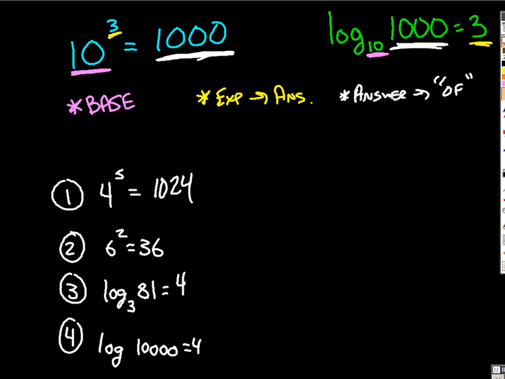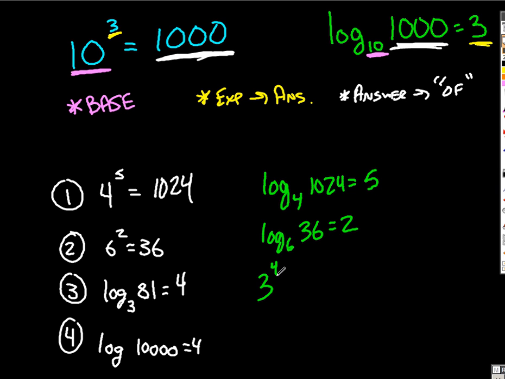So to rewrite some of these equations, this first one, 4 to the 5th equals 1024, I would rewrite that as log base 4 of my answer, which was 1024, equals 5. For this one here, 6 squared equals 36. Log base 6 of 36 equals 2. Okay, now we can go backwards as well. My base was 3. My answer becomes my exponent. 3 to the 4th equals 81.